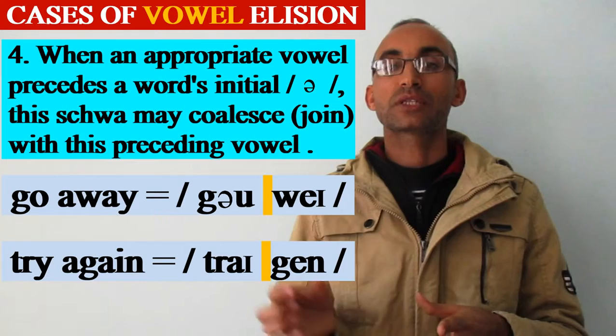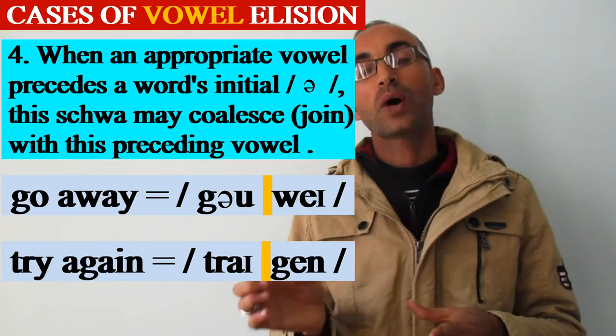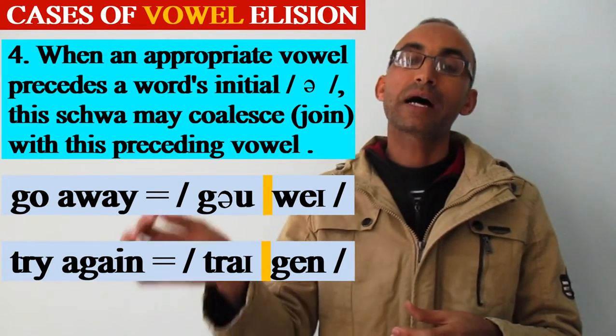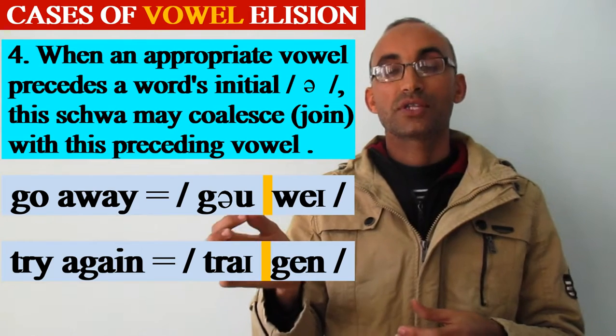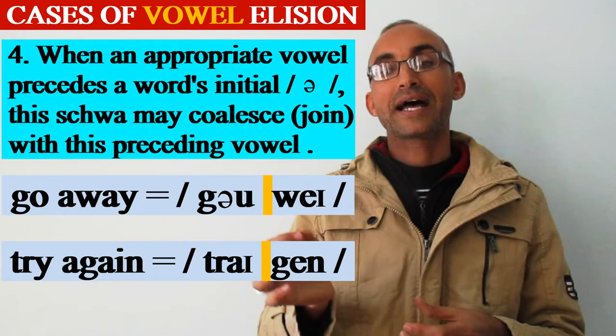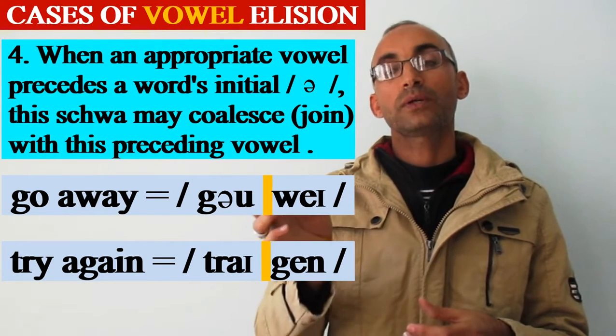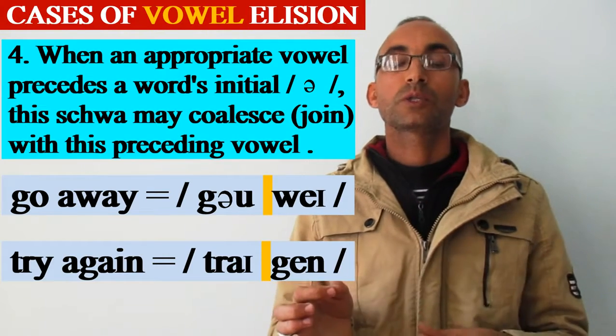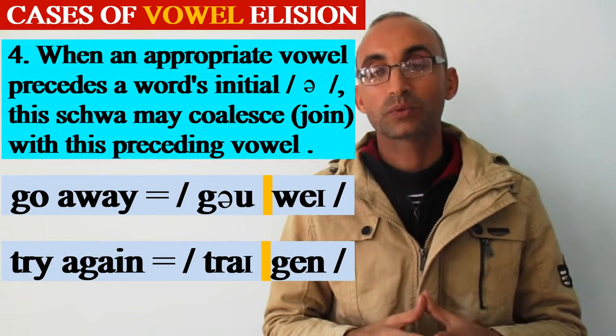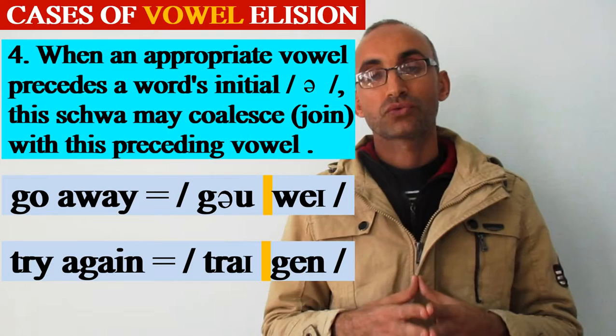So here also we omit the shva at the beginning of the second word. Why? Because it is preceded by a final sound which is a diphthong or vowel in the preceding word, try. Clear? And we pronounce it try again.